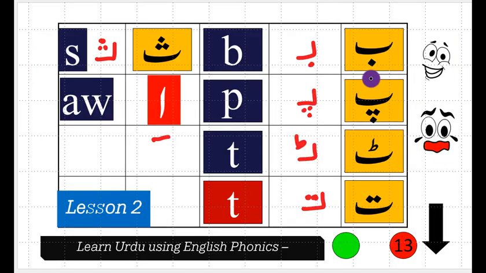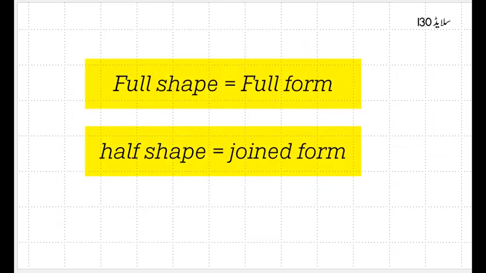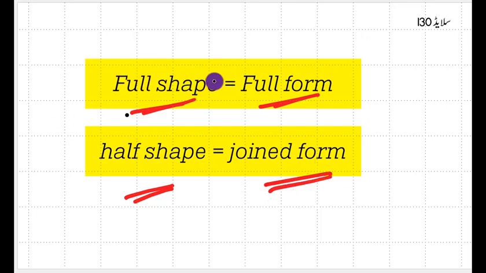Okay, in the previous lesson we learned the sounds of these letters of the Urdu alphabet. These in the yellow we call the consonants, and in the red we call the vowels. And we told you that these are the full shapes of the letters and these are the half shapes. In the Urdu language we always refer to them as the full shapes and the half shapes. If we correlate it to English, full shape means a letter is in the full form. Half shape means a letter is in the joint form or the joining form. So if I use the terminology, you should understand it.